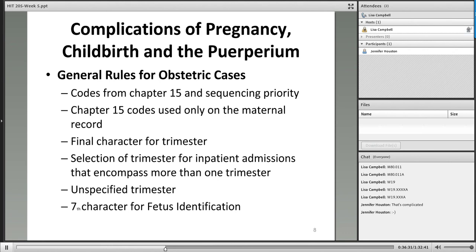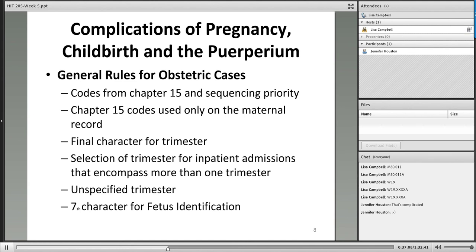And then the last thing I want you to see in this little box is she's 27 weeks pregnant. And what's that code? Z3A27. Okay, the other guideline I want to show you, and I absolutely love these examples because it's one thing to see the guidelines and learn them, but it's another to see an example. So the next one, the 7th character for fetus identification.